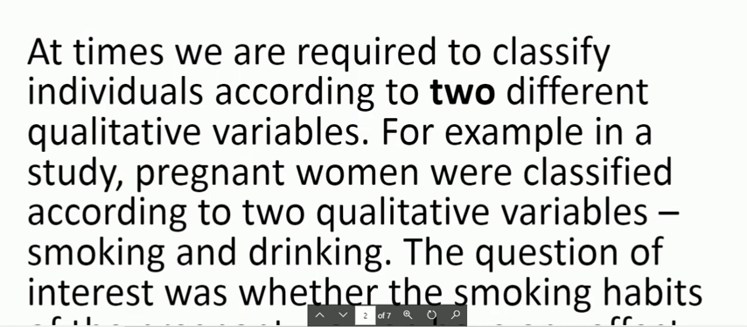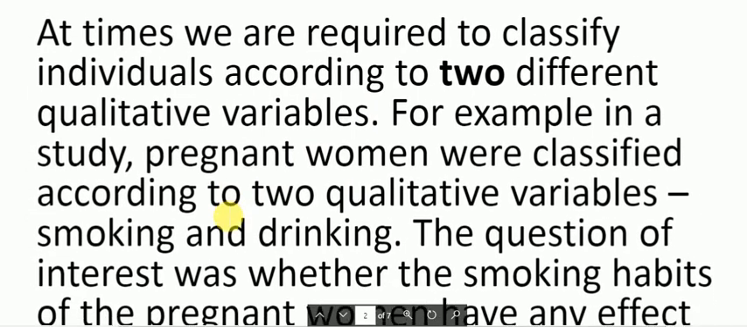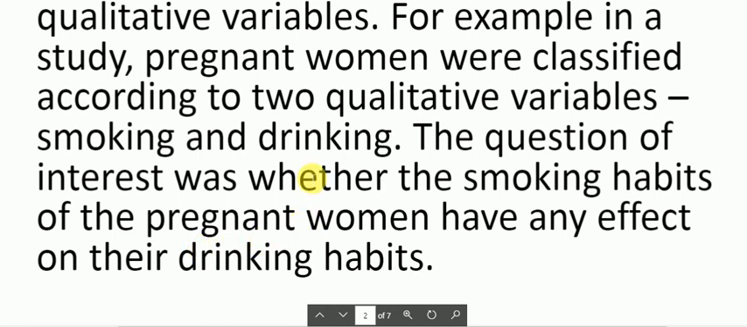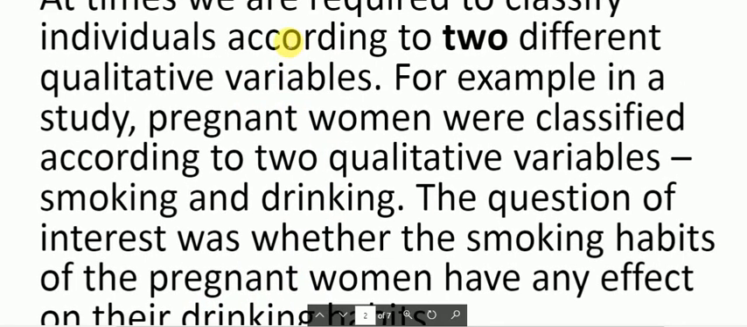So the purpose of the chi-square study: at times we are required to classify individuals according to two different qualitative variables. As in the example we discussed above, we had pregnant women who were smoking and the same pregnant women who were drinking. So these are two qualitative variables, smoking and drinking. The question of interest was whether the smoking habit of the pregnant women has any effect on their drinking habit. So basically, we find out the relationship between those two qualitative variables, whether they are dependent upon each other or whether they are independent.